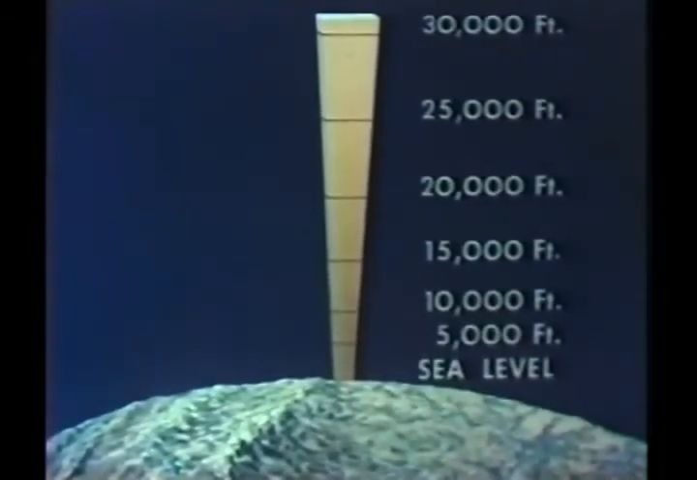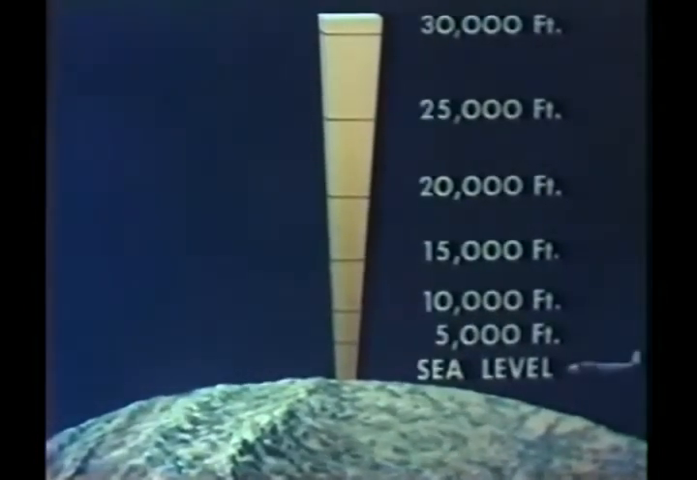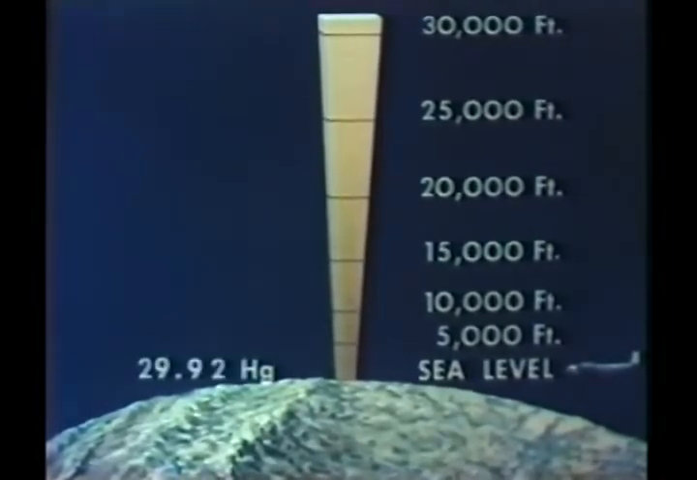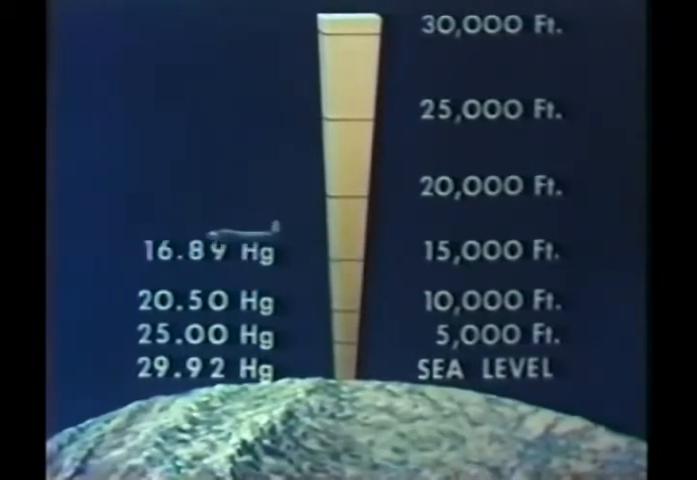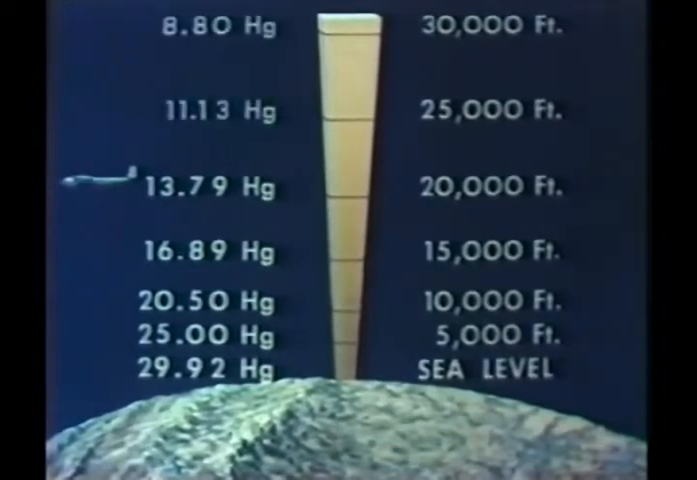At the bottom of the atmosphere, sea level, the pressure is greatest, with a standard value of 29.92 inches of mercury. It decreases with a gain in altitude. Because of this correlation between altitude and pressure, the altitude of an aircraft may be determined by measuring the pressure.